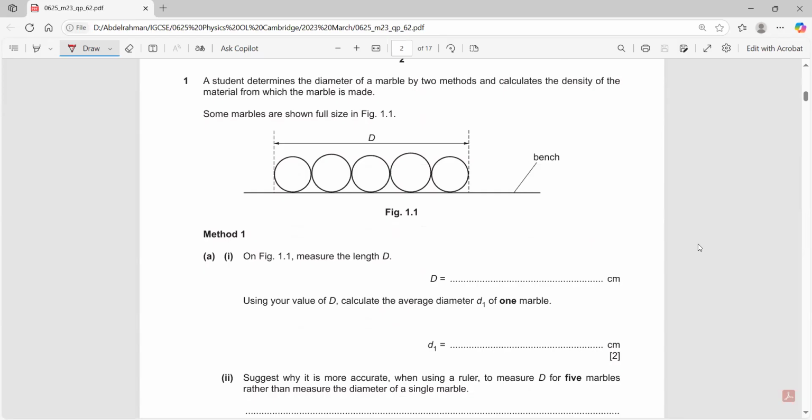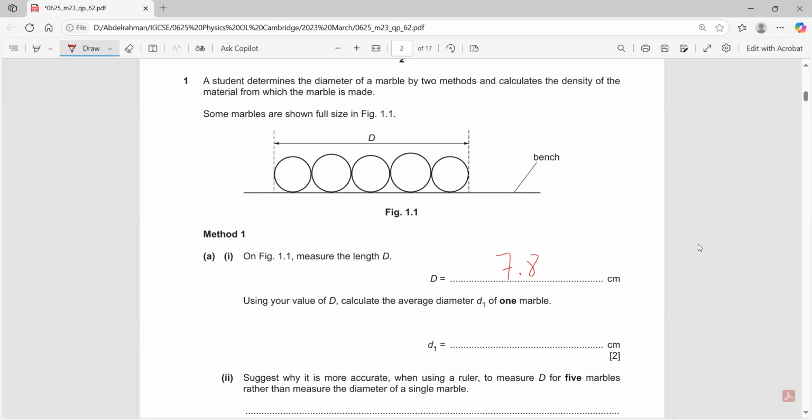Question 1. The student determines the diameter of a marble by two methods and calculates the density of the material from which the marble is made. On figure 1.1, measure the length D. Can I measure the length D using my ruler? Yes, the length would be around 7.8 centimeters. Again, if your reading is slightly less than 7.8, it's okay due to the printing error. Sometimes when you print, the distances are a bit smaller.